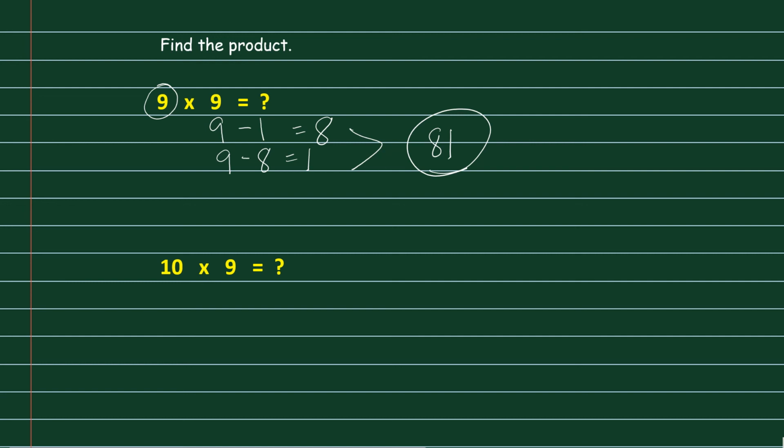Next, let's have 10 times 9. The number we are multiplying to 9 is 10 minus 1 equals 9. Then, 9 minus our first digit, which is 9. So that is 0. So together, we have 9 and we have 0. So our 10 times 9 is 90.